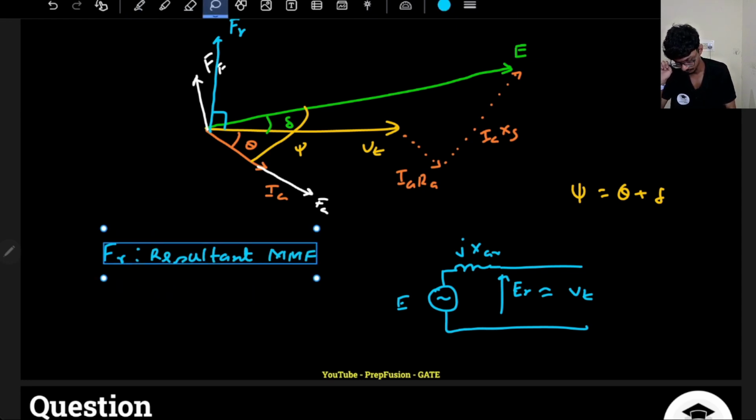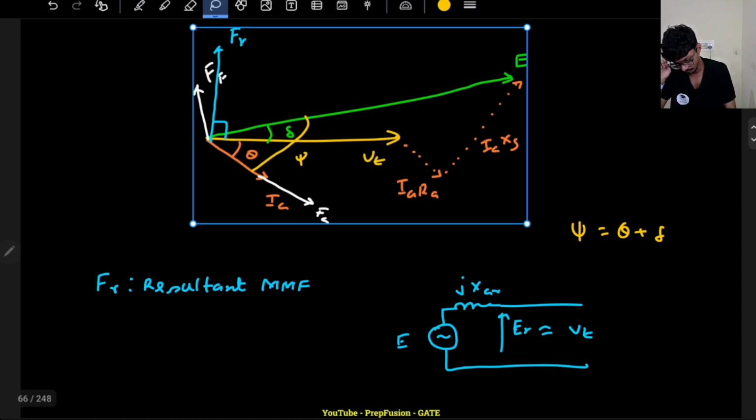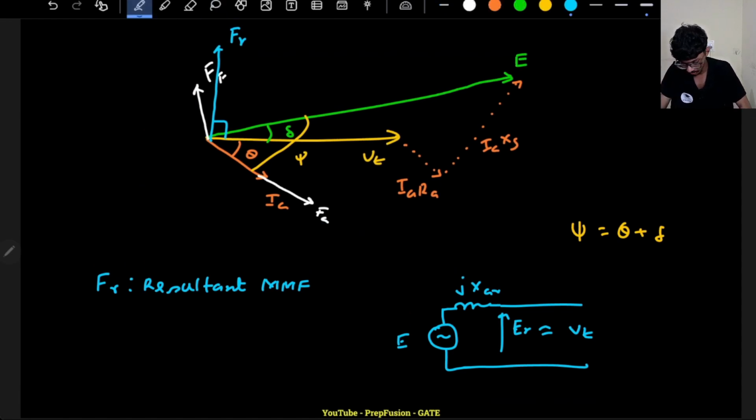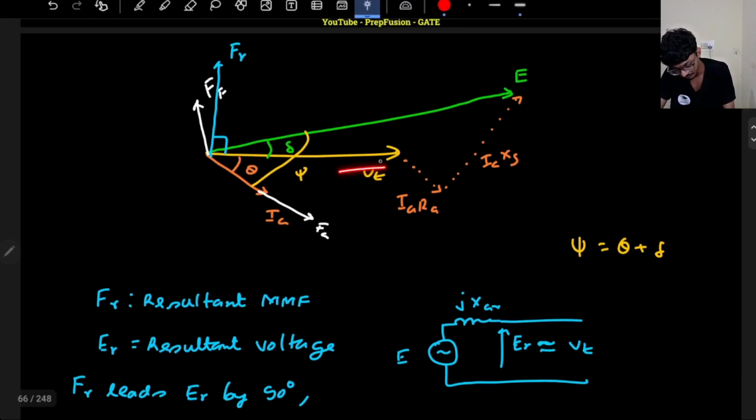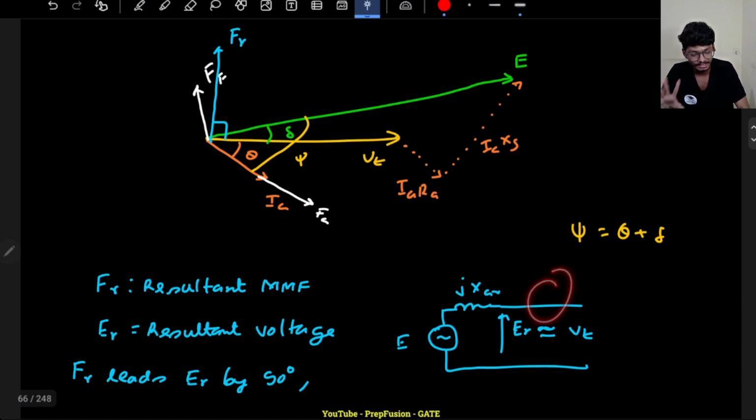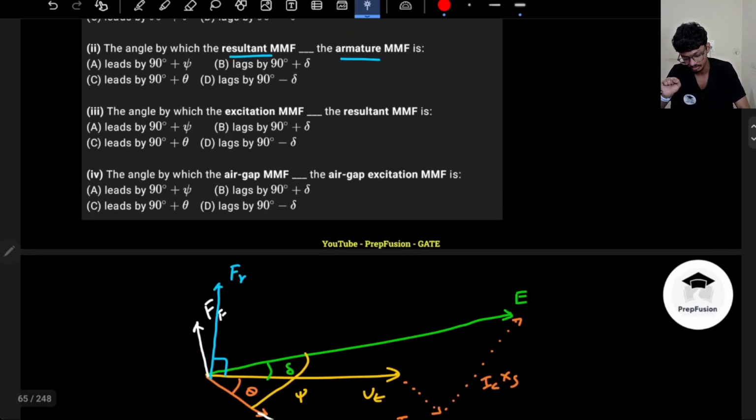basically ER is the resultant voltage, right? Internal voltage that we have called. So FR leads ER by 90 degrees, but in this case, as my ER is roughly equal to Vt, I can directly say that FR will lead Vt by 90 degrees, because they have told me to neglect the leakage reactance, and RA also I will neglect.